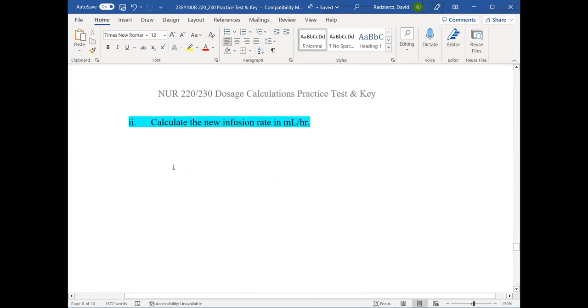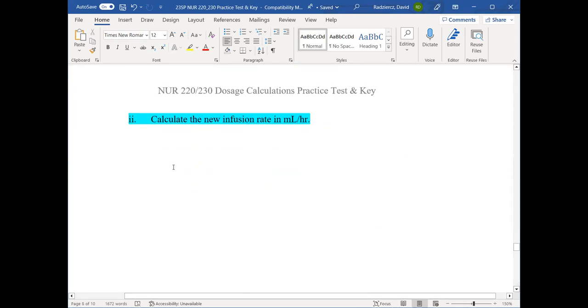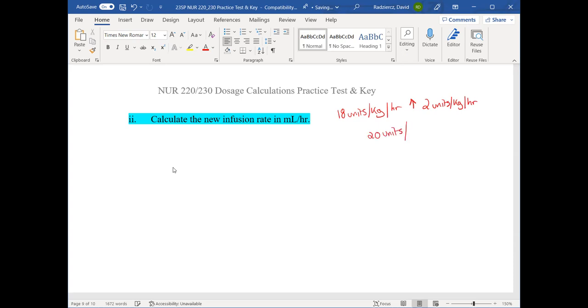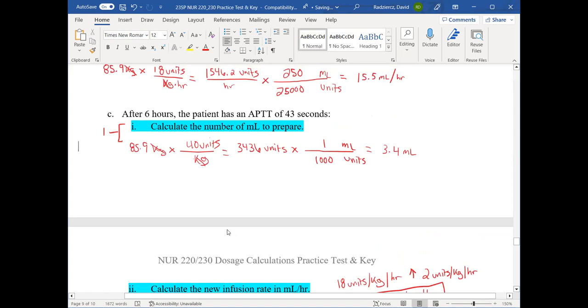So let's talk about adjusting the infusion rate. The initial infusion rate was 18 units per kilogram per hour, and it tells us to increase it by 2 units per kilogram per hour. So we're just going to add them together to get 20. I want to make sure you know where I'm getting that 20 from when I write it down in a moment. So I'm going to take the same patient, same weight, 85.9 kilograms. Oops.